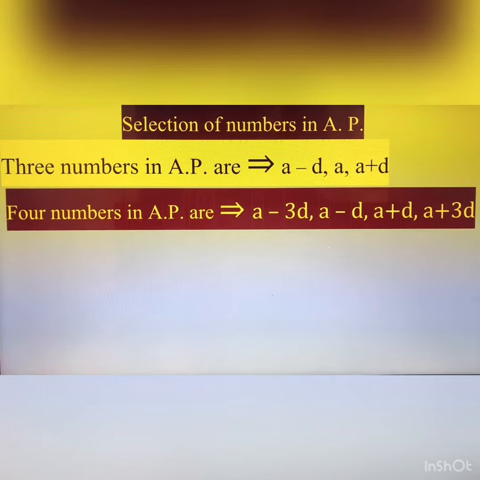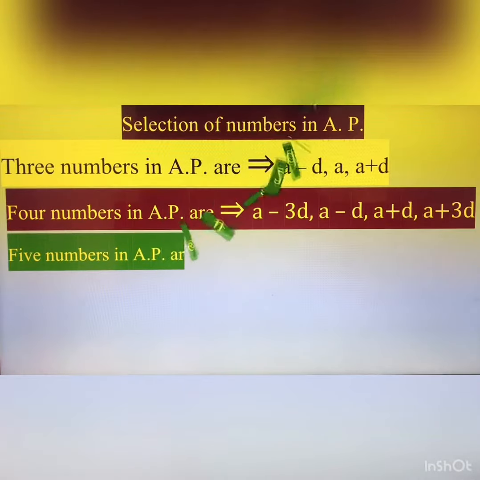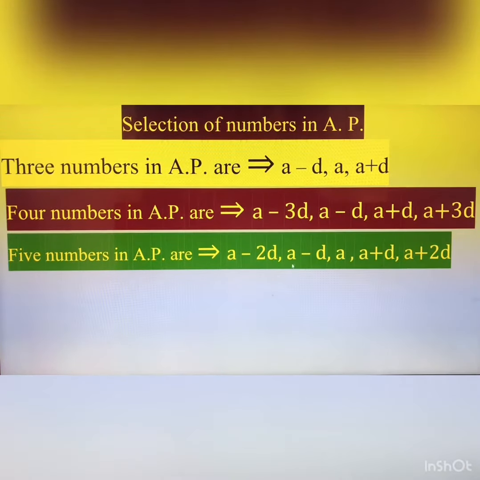So always you will take these 4 numbers in AP: a minus 3d, a minus d, a plus d and a plus 3d. The common difference is 2d here. The difference is only 2d between all terms. If the requirement is 5 terms of an AP, you will always take a minus 2d, a minus d, a, a plus d, a plus 2d. Always take these standard 5 numbers in the AP for solving any question.